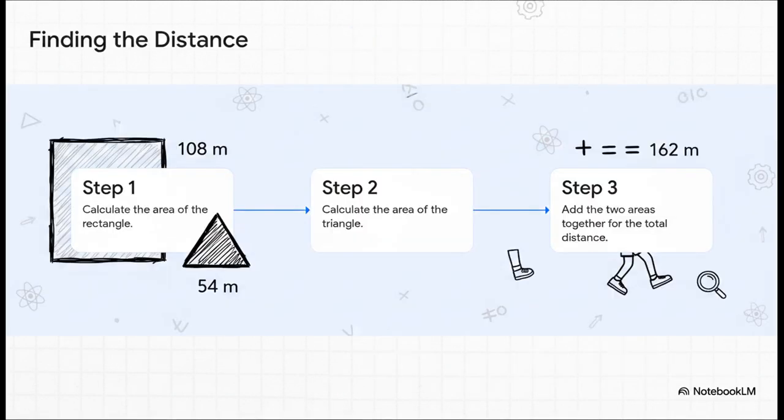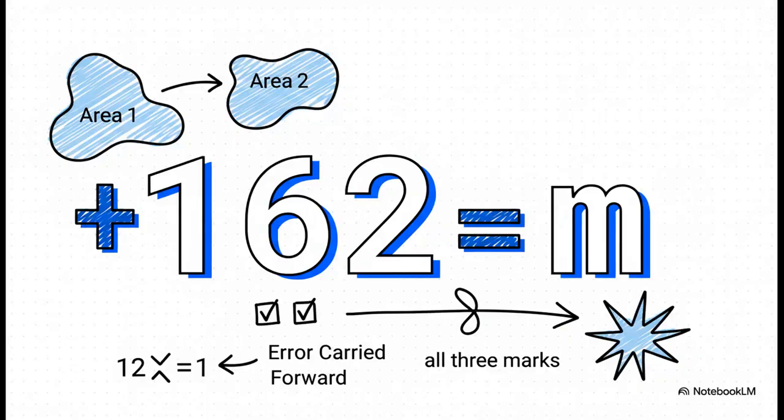The mark scheme breaks this down beautifully. For your first mark, you find the area of that rectangular chunk, which is 108 meters. For the second mark, you get the area of the triangle, which is 54 meters. And now, for the third and final mark, you just add those two together. 108 plus 54 gets you the final answer and all 3 marks, 162 meters.